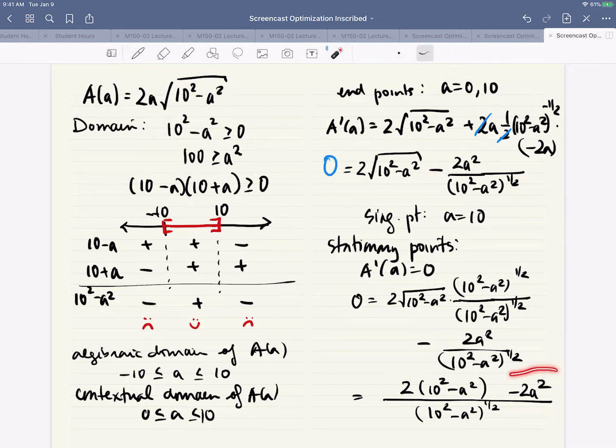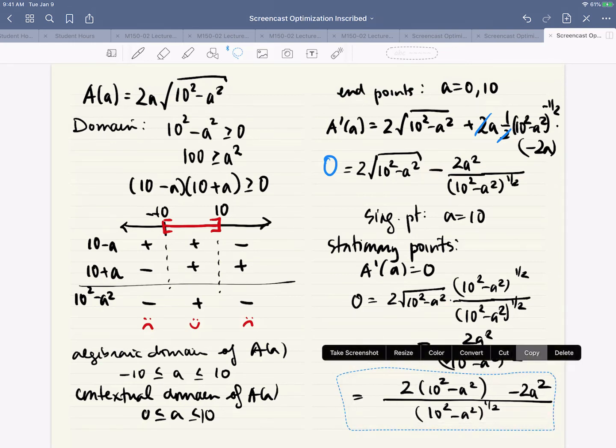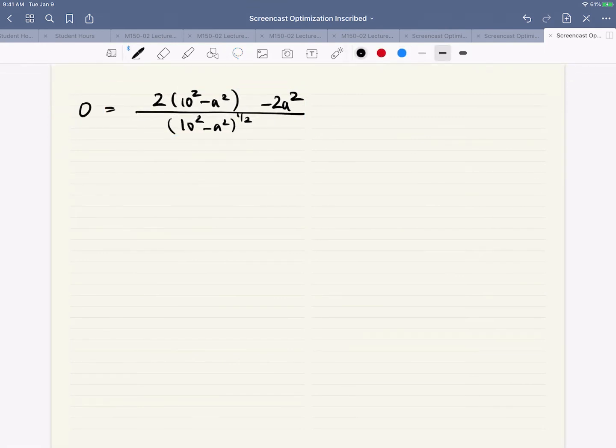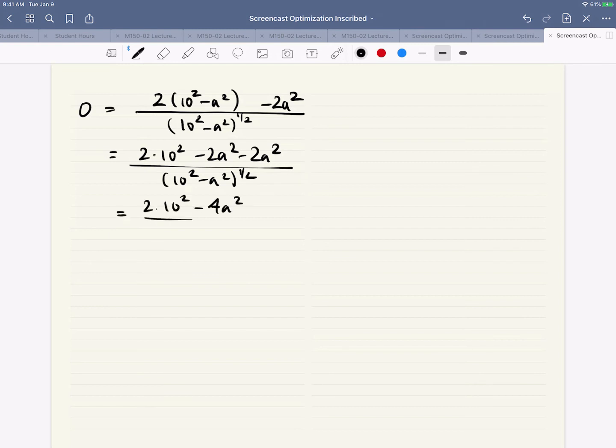All right, so what do we do next? Let's copy this to the next page. So we're solving this. And so we get 2 times 10 squared minus 2a squared minus 2a squared over all this. Simplifies to 2 times 10 squared minus 4a squared. Now we can multiply both sides by the denominator. That is, we can clear the denominator, and so that gives us 2 times 10 squared minus 4a squared.